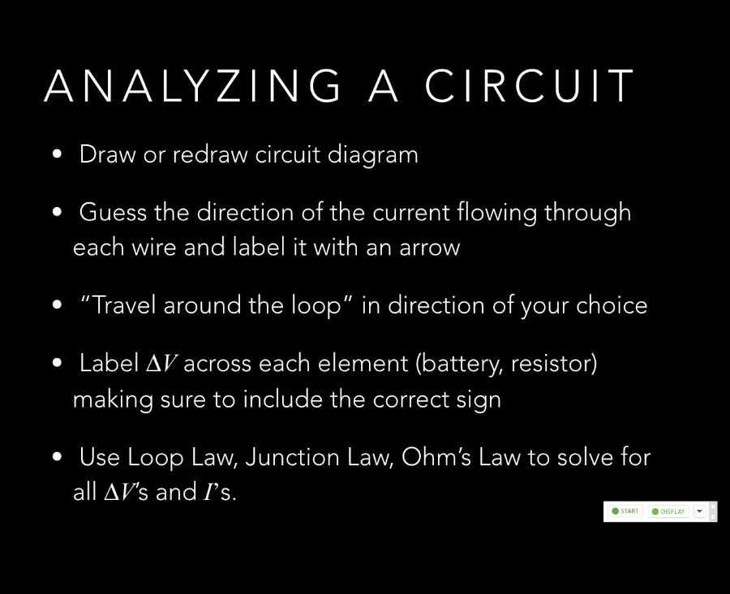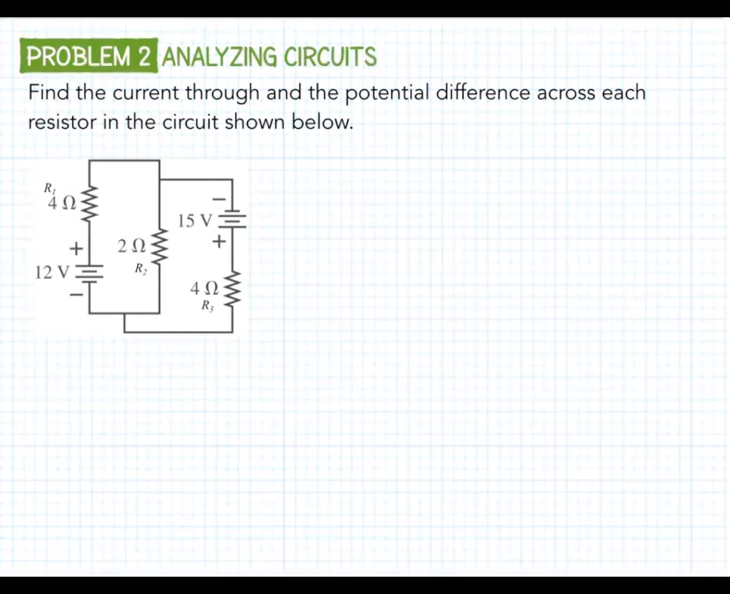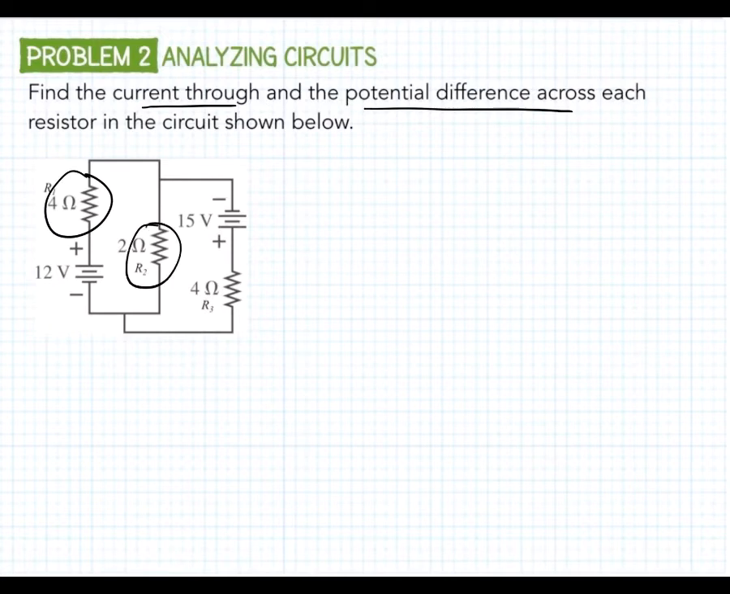Okay? So we're going to go through how to do this again. I know we already did this problem, but it's worth readdressing, and we'll go over in more detail how you put this in. So now we're going to find the current through and the potential difference across each of the resistors in the circuit shown below. So how many resistors do we have? Well, we have R1, R2, and R3. So we have 3 resistors, and then we want to figure out how many currents we have.